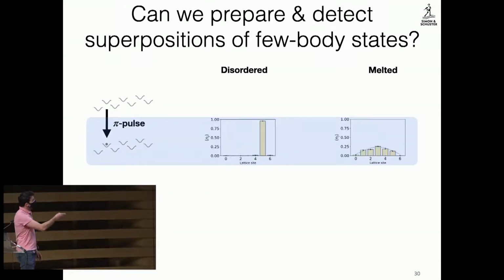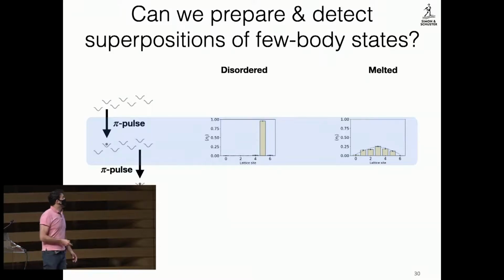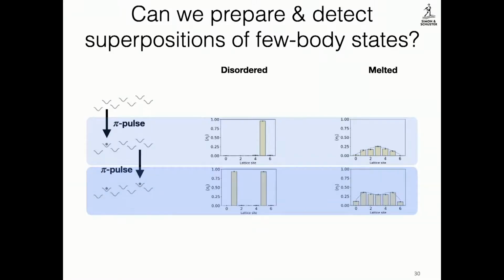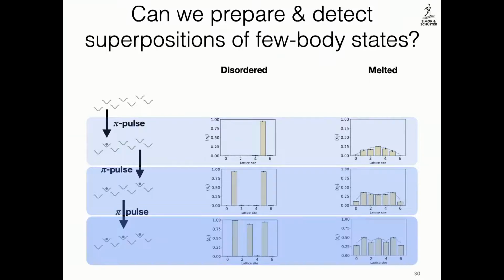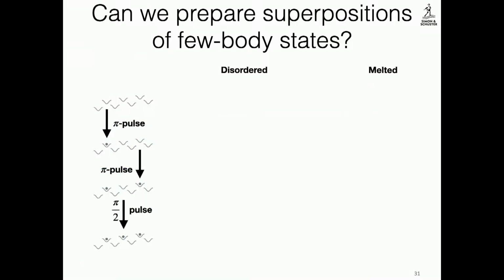Pi-pulse, we make these states. We pi-pulse another particle in. We made that state. We pi-pulse a third particle in. We make that state at degeneracy. But my question for you is, what happens if I put a pi over 2 pulse here?